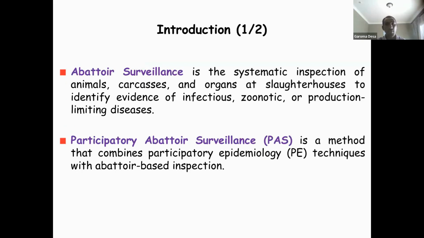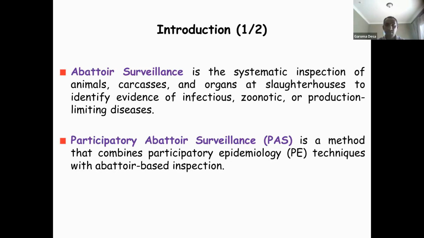Abattoir surveillance is the systematic inspection of animals, carcasses, and organs at slaughterhouses to identify evidence of infectious, zoonotic, or production-limiting diseases. As you know, abattoir surveillance is the combination of postmortem and antemortem inspection. We will inspect the animals before slaughter, either at rest or on moving, and we can also conduct postmortem examination of the organs.